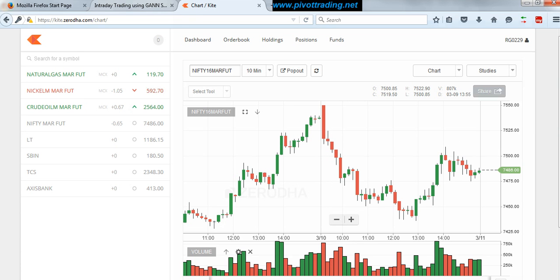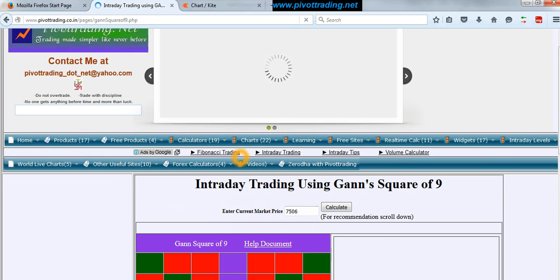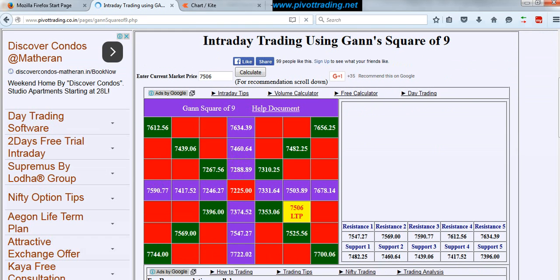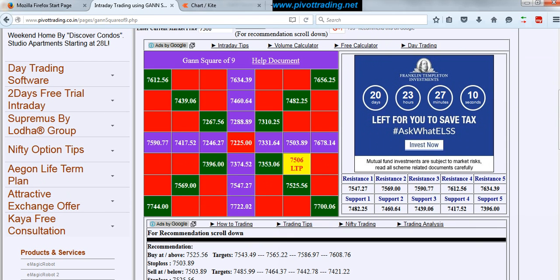So what we will do is input this particular value here, 7506. We calculate the levels, and we got these levels. We got this square populated with different values. Here you can see we have the buy level 7525, and we have a sell level 7503, and these are the targets. So we will look for these two particular values, 7525 and 7503.